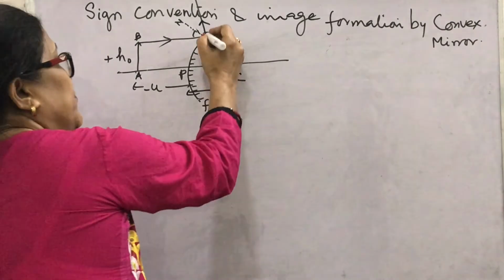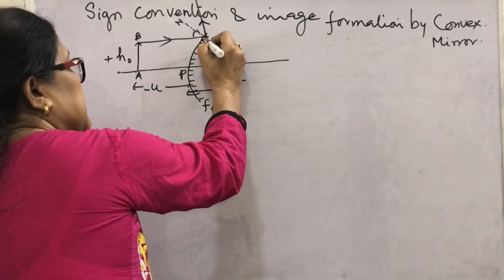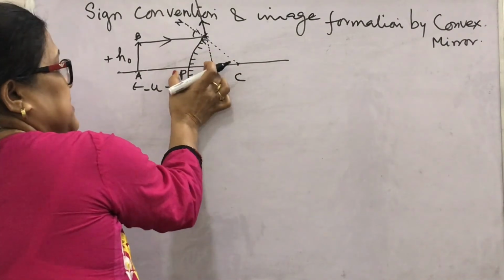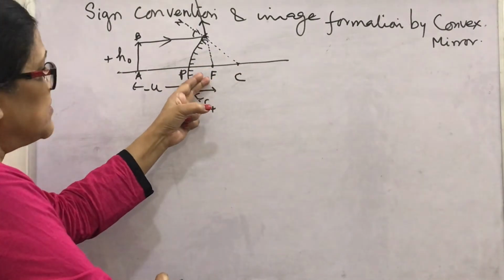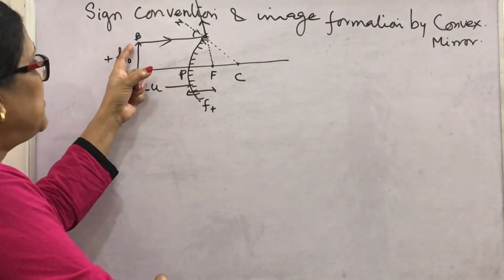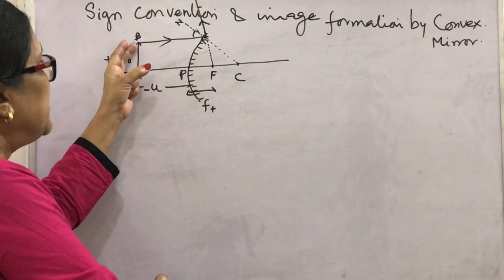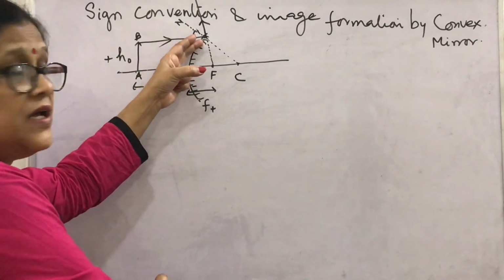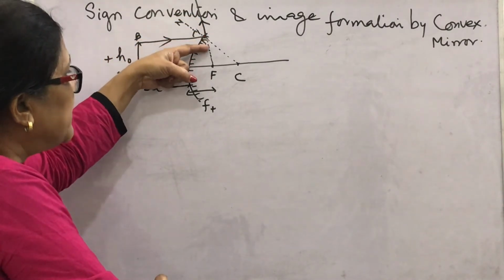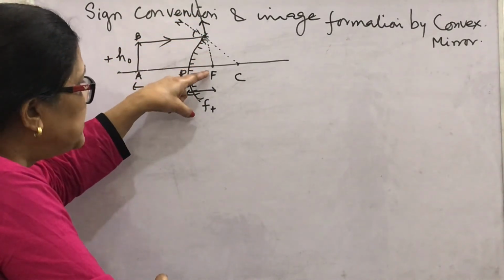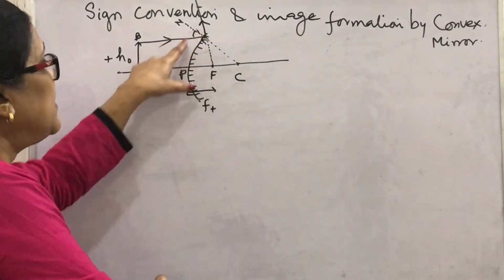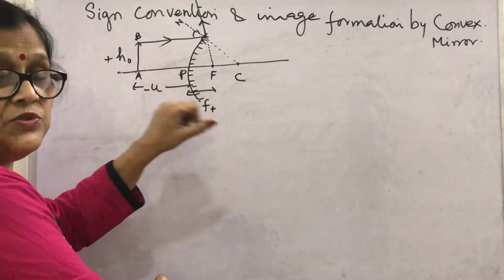And if this reflected ray is extended back, if you have measured these two distances correctly, look what I have shown, it will pass through the focus. So if the incident ray is parallel to the principal axis, it is reflected in such a way that on extending back, it appears to pass through the focus. That's why the focus of a convex mirror is virtual.